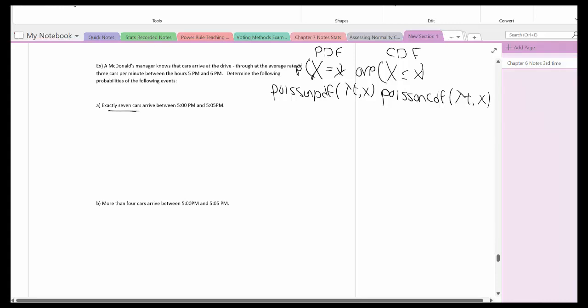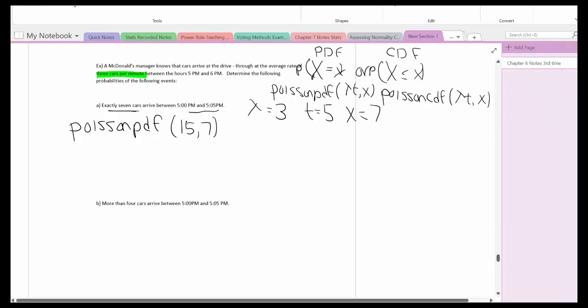So exactly 7 cars arrived between 5 and 5:05 p.m. Because it's exact, I know this is going to be the Poisson PDF. Well, lambda, it talks about 3 cars per minute, so lambda will be 3. Here, the time is going to be 5, and the x value that I care about is 7. So it's Poisson PDF, lambda times t, that's 3 times 5, that's 15, comma 7. Now, let me show you how to put this into the calculator.